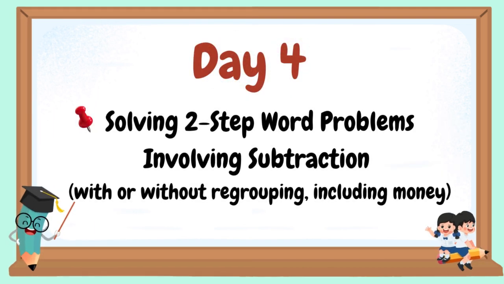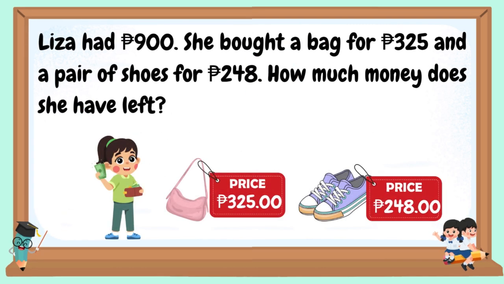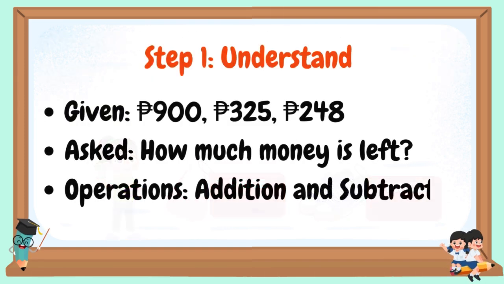Welcome to our day 4. Solving two-step word problems involving subtraction, with or without regrouping, including money. Lisa had 900 pesos. She bought a bag for 325 pesos and a pair of shoes for 248 pesos. How much money does she have left?